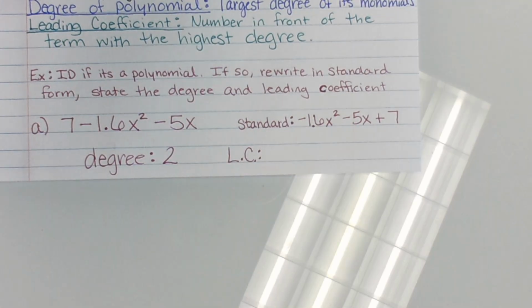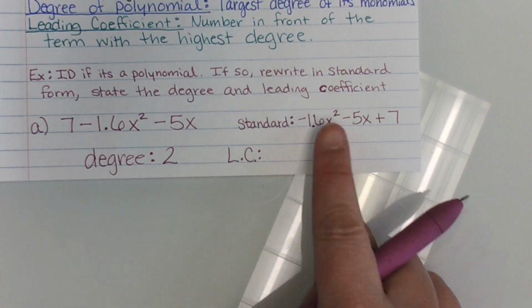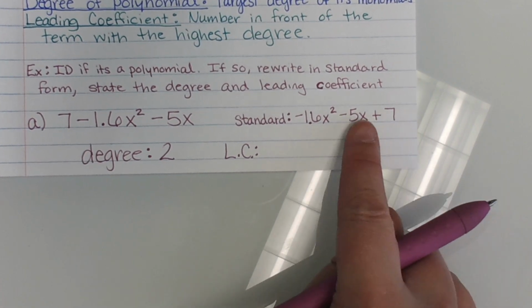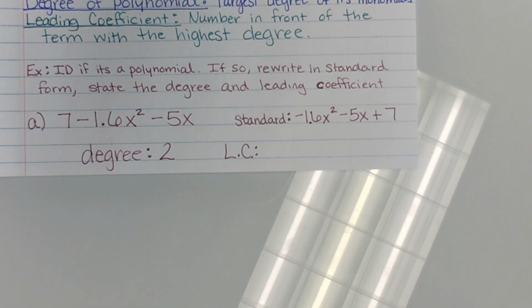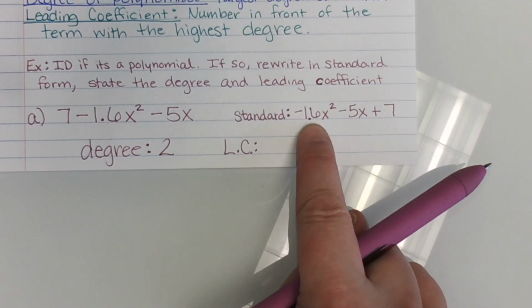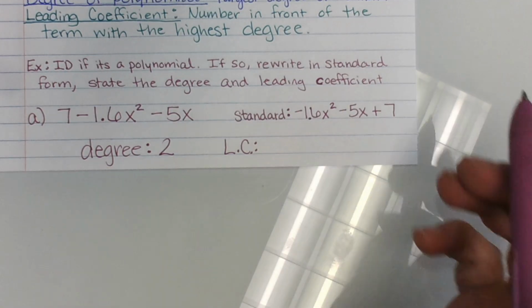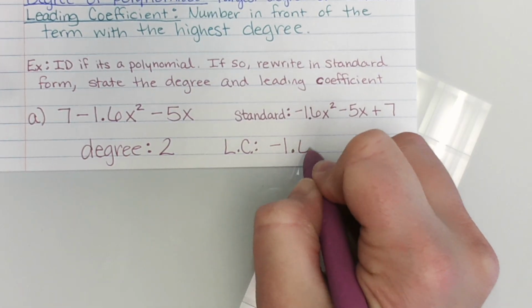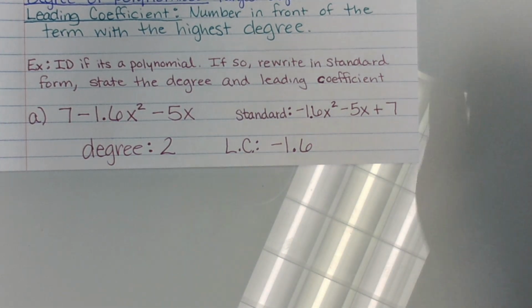Technically, if there are multiple variables, you add up the exponents on that term, but if it's just a single variable equation, all of these are x, it's just the exponents. Leading coefficient. This was the term that had the highest degree. What's its coefficient? Negative 1.6. That's the leading coefficient. If you put it in standard form, it should also always be the first coefficient.